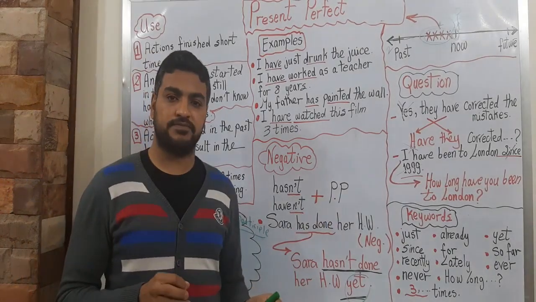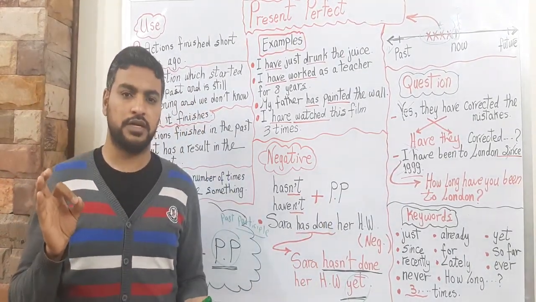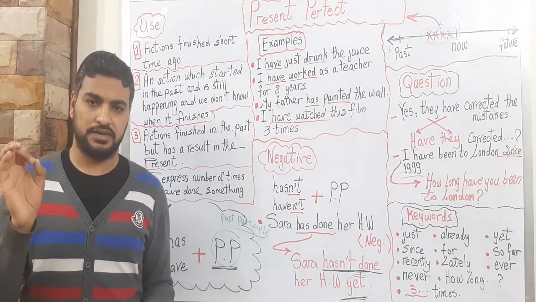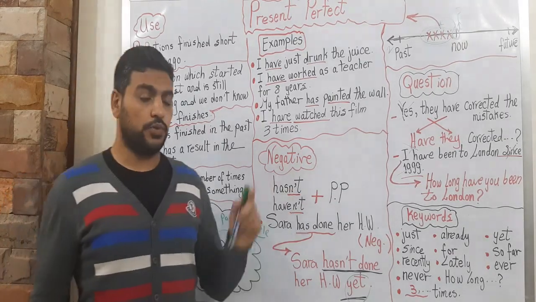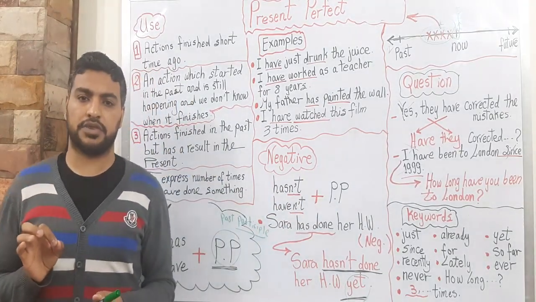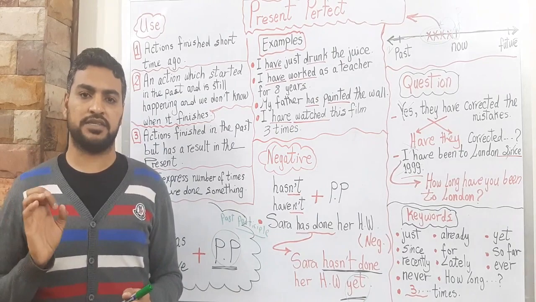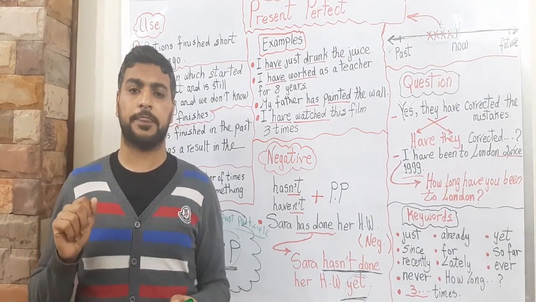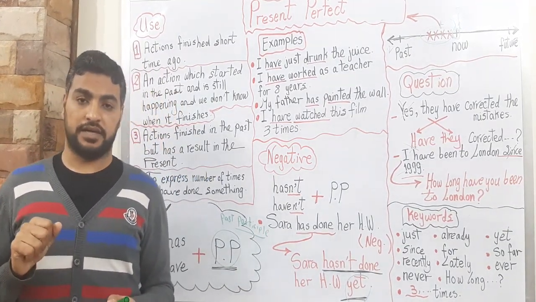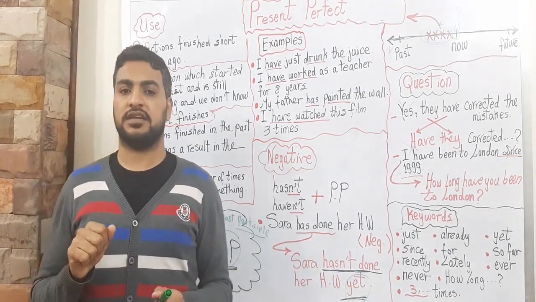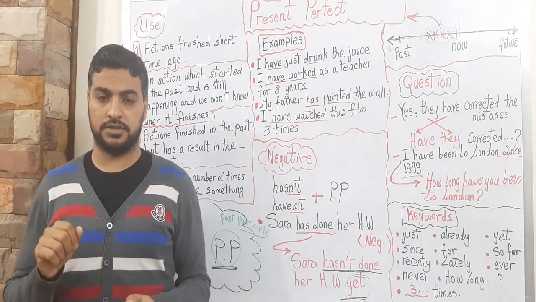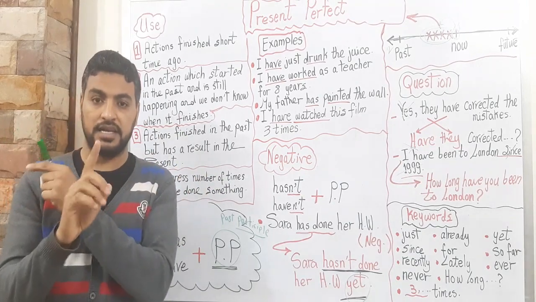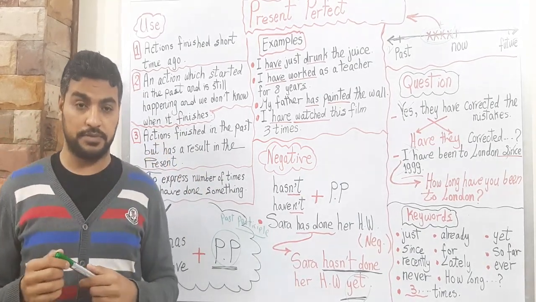Okay, we have just. This means a short time ago. It comes after has or have. I have just met a friend. This means that it happened a short time ago. Already: I assure that I have done this thing. I have already drunk my tea. Yet comes at the end of the question or the negative sentence. John hasn't come yet. So the question: has John, don't say hasn't. Has John come yet?